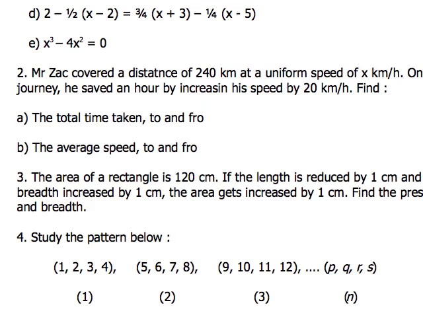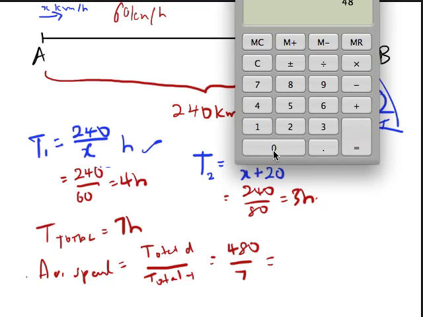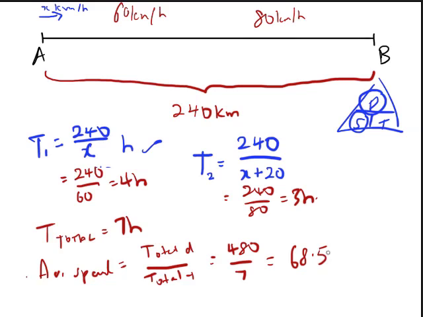And for part B, we need the average speed to and fro. Average speed is equal to total distance over total time. Therefore, total distance is 240 times 2, which is 480, divided by your total time, which is 7. So 480 divided by 7 is going to give you the answer of 68.57 kilometers per hour. Bam. And that is the answer. If you got that one right, high five, because you are a math prodigy. Good job to you. Okay, so basically that's it.